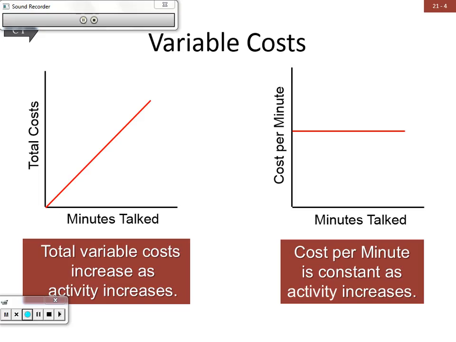Variable cost, total cost, are they unchanging or do they change? Variable total cost, it changes, right? But variable cost per unit, does it change or is it constant? Constant. That's something you might need to write down so you know the difference. Fixed total costs do not change. Fixed cost per unit change based on activity. Variable total costs change based on volume or activity. Variable cost per unit do not change, remain constant, regardless of volume or activity.